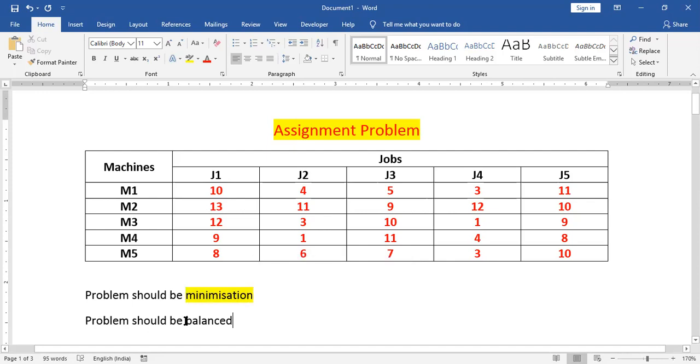The second and most important thing is our problem must be balanced. And in this case, we have 5 machines and 5 jobs, right? That means each machine will do one job, or we can say each and every job is performed by a single machine. We have 5 machines and 5 jobs, so each machine will perform one job. So the second step is also clear, the problem is balanced.